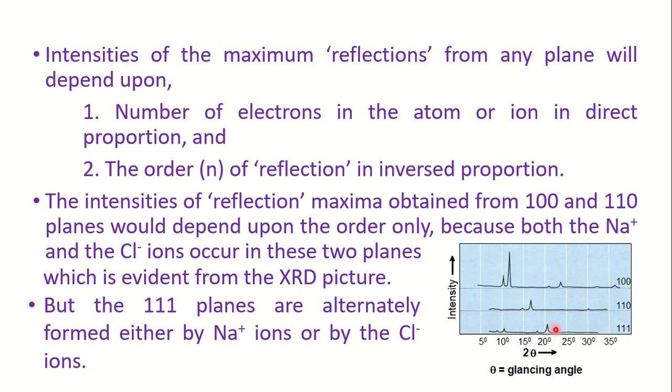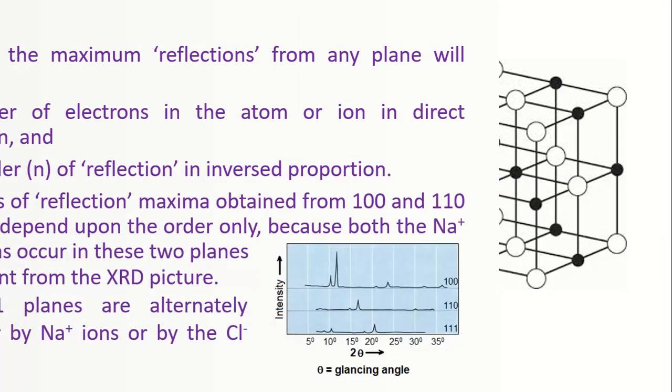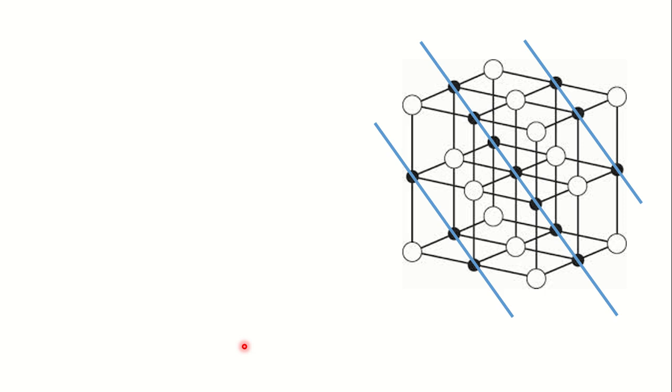Why? Because the 111 planes are alternately formed either by Na+ ions or by Cl- ions. How? Look at this picture. This line which covers these black spheres is the Na+. Here you will get almost no intensity, because of the point we mentioned in number 1, the density of electrons. Here the yellow line which covers the white spheres, that is chloride ions, would be only responsible for the intensity reflection maxima.